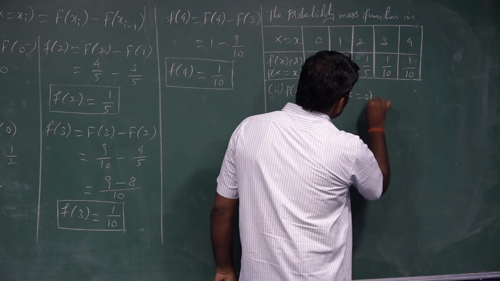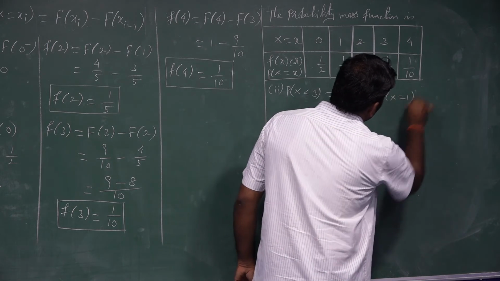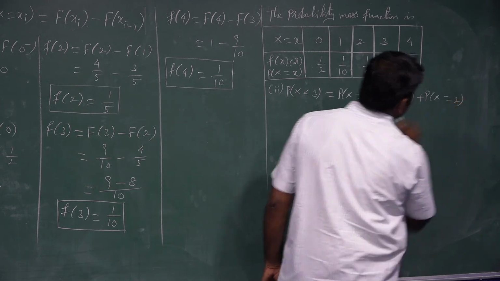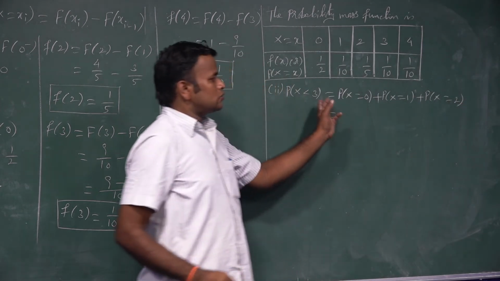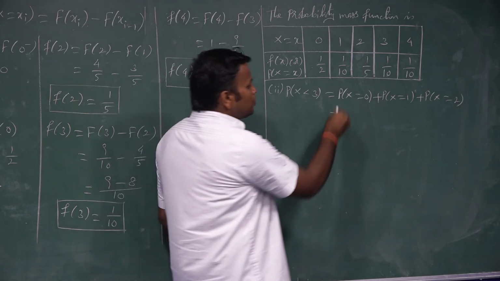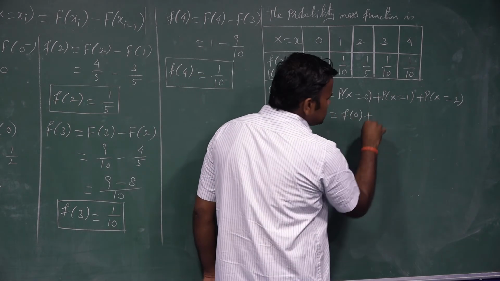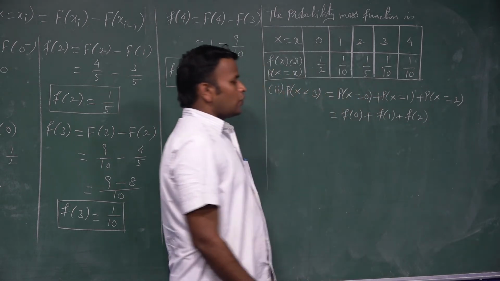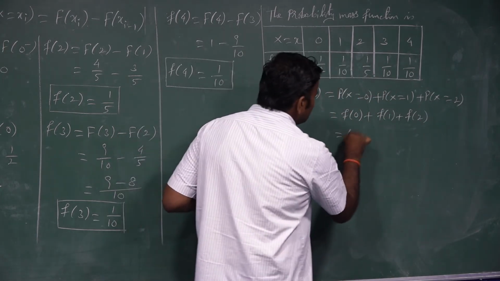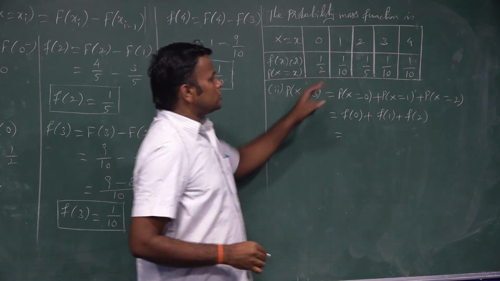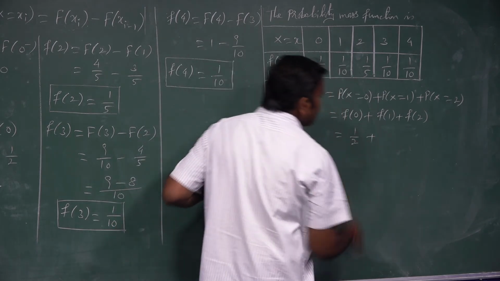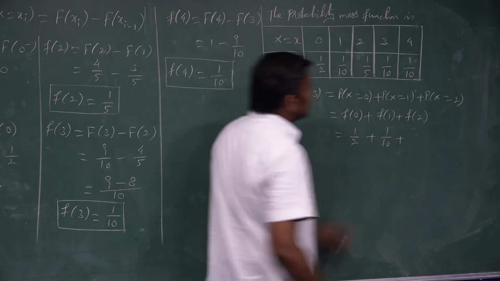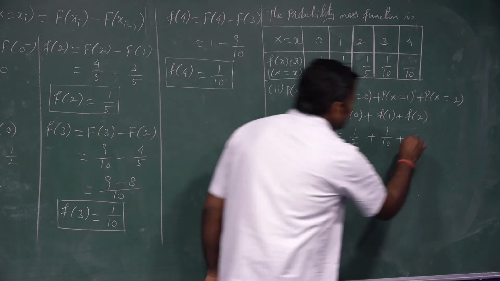So P of x is 0 or P of x is 1 or P of x is 2. Because less than 3, all the 3 values are possible. P of x less than 3 is nothing but f of 0 plus f of 1 plus f of 2. F of 0 value is 1 by 2 plus f of 1 value is 1 by 10 plus f of 2 value is 1 by 5.